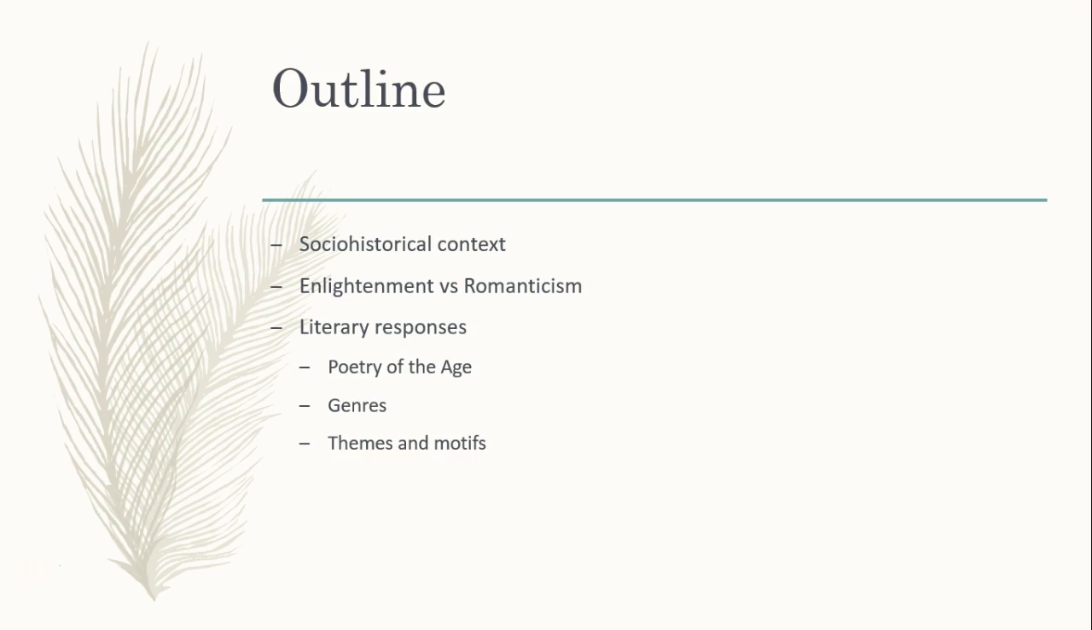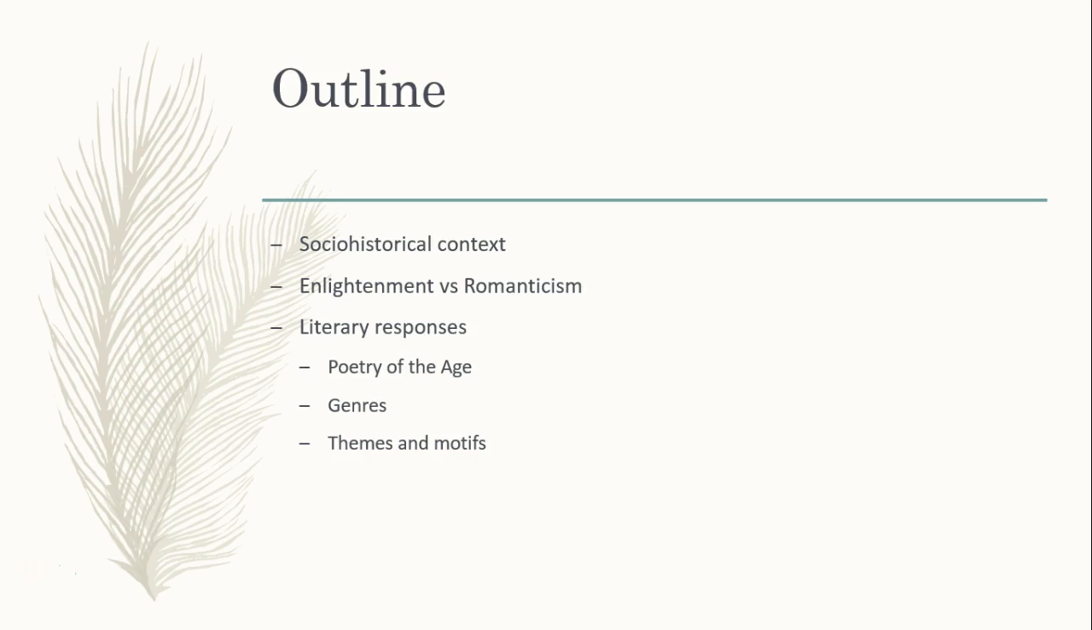A brief outline of what I'm going to cover today. First, we'll talk a little bit about the socio-historical context. This is our introductory lecture on Romanticism, so I'd like to spend some time ensuring that everybody understands the tremendous chaos and promise of the time in which our writers wrote. Secondly, we'll talk a little bit about Enlightenment thinking versus Romanticism and how the thinking and ideology transformed during that time. Third, we're going to look at some of the literary responses to those changes.